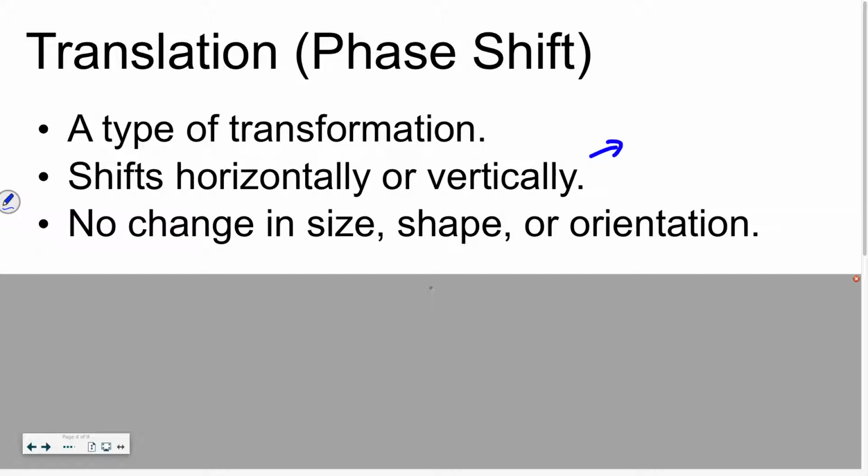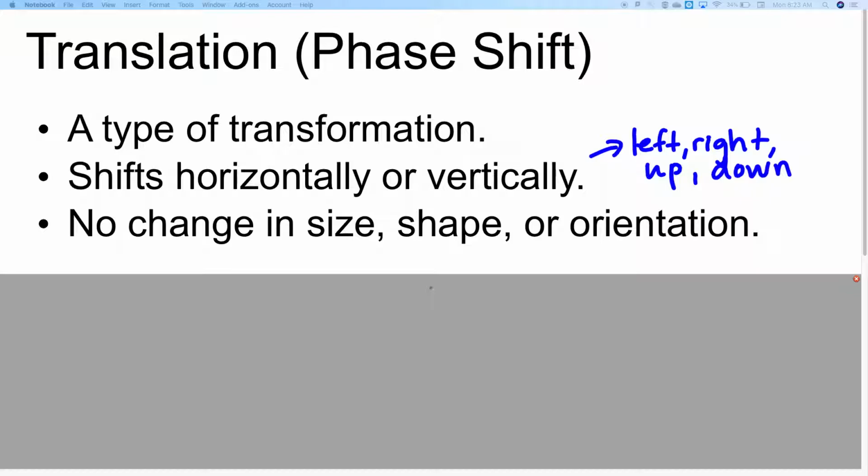So in quick terms, today we're just talking about left, right, up, down. There is no change in the size, in the shape, so a V will still be a V, or the orientation. So that would be like if your V is opening up or your V is opening down. Those things won't change.